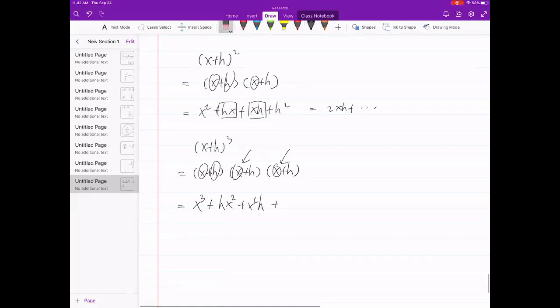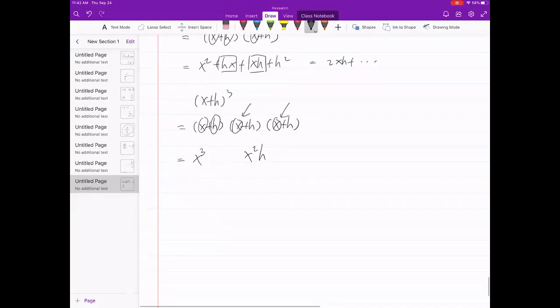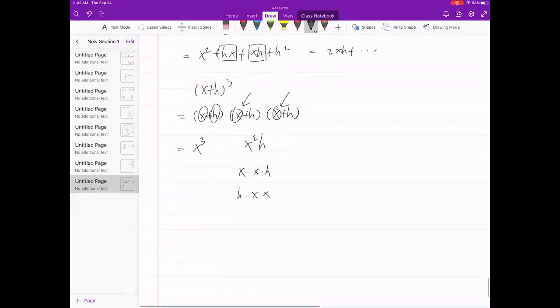Okay, so what do you mean by x squared h? Well, that's 3 possibilities. It's x, x, h. H comes from the last one, or it's h, x, x. H comes from the first one, or x times h times x. H comes from the second one. Because I need one h and all the rest to be x. Good so far? How many times? 3 times. That's why it's 3x squared h when you finish. Good so far?